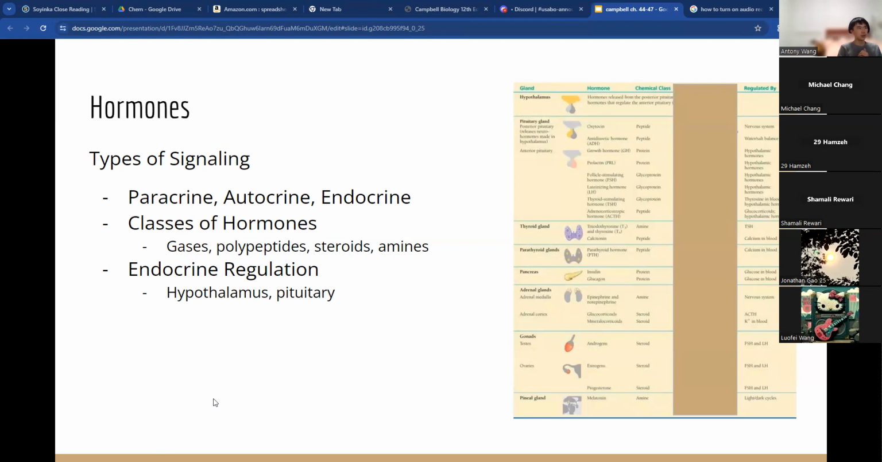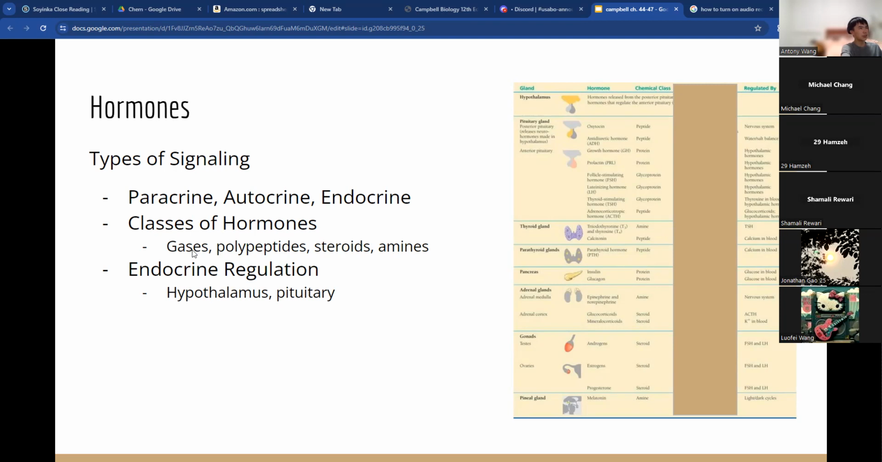And endocrine is what we think of when we think of hormones. You're secreting something into the bloodstream that has a widespread physiological effect. So the molecules travel all over the place. And yeah, classes of hormones: gases, polypeptides, steroids, amines. These are basically the molecular classes that a hormone can belong to.